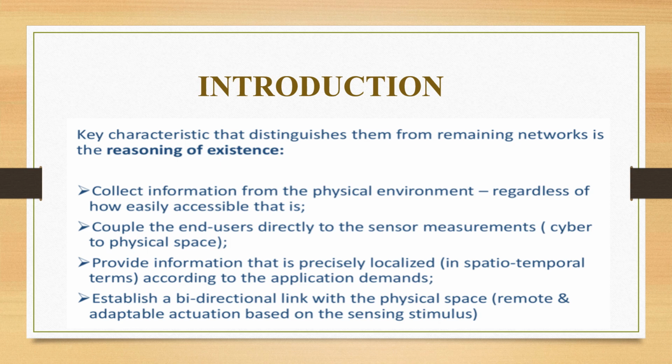The key characteristics of WSN that differentiate it from remaining networks are that they are able to reach spaces where human beings can't reach. That is the first thing. So that is what is being quoted here: they are able to collect information from the physical environment regardless of how easily accessible it is.